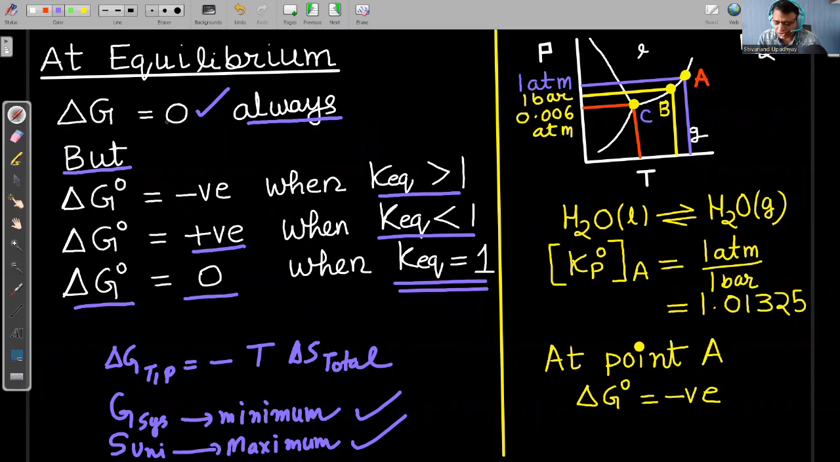In order to explain this, I have taken one example. We are familiar with the graph of pressure versus temperature for water. So this is the graph. And we know what the normal boiling point of water is. At normal boiling point of water, the pressure is equal to 1 atm and temperature is 373.15 Kelvin. And at standard boiling point of water, the pressure is 1 bar.